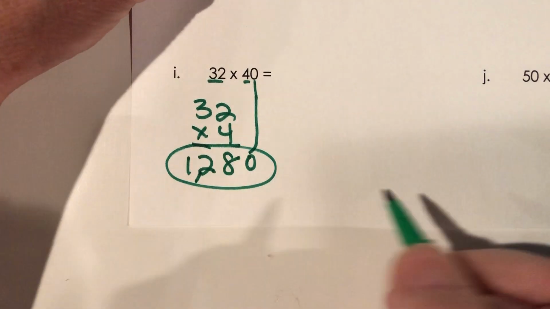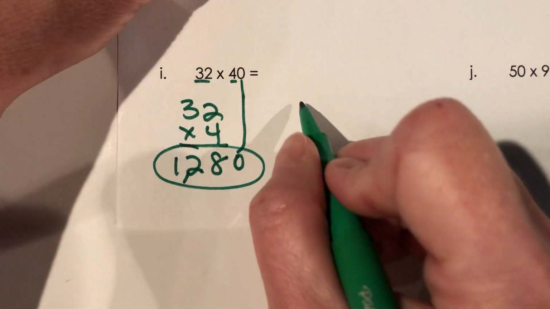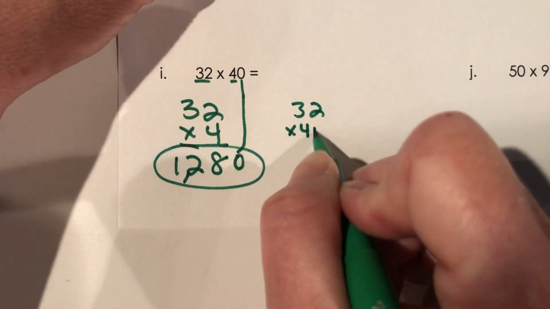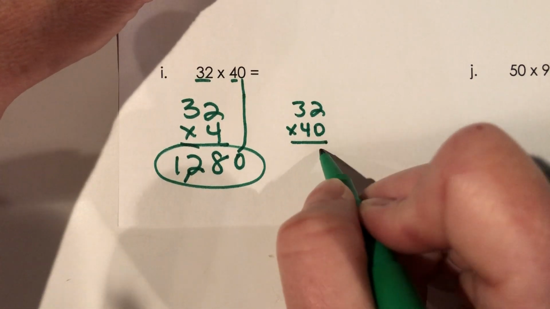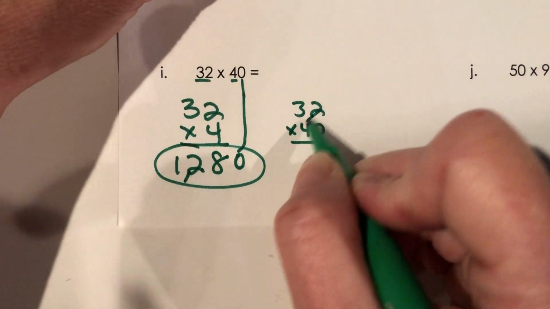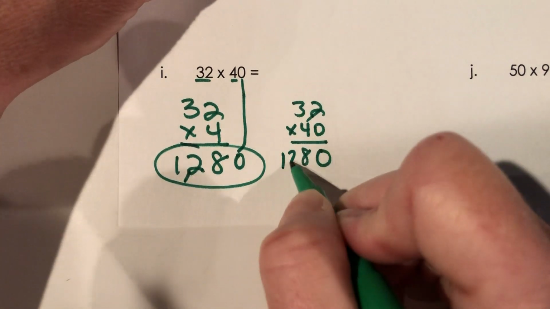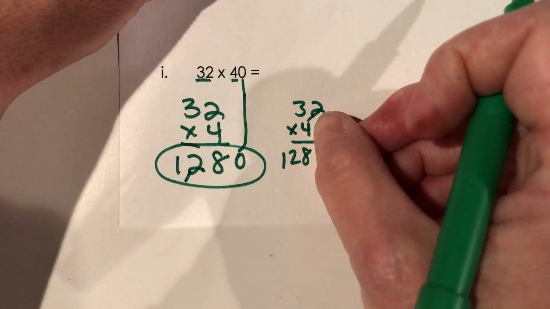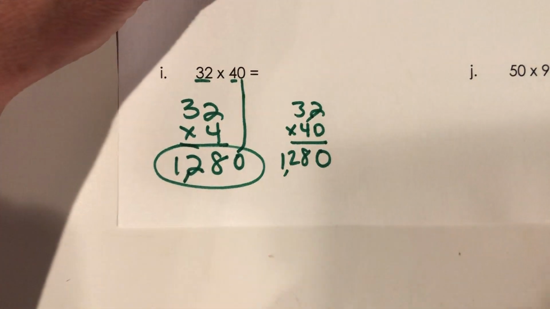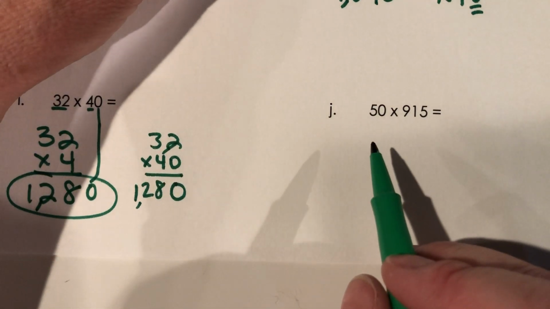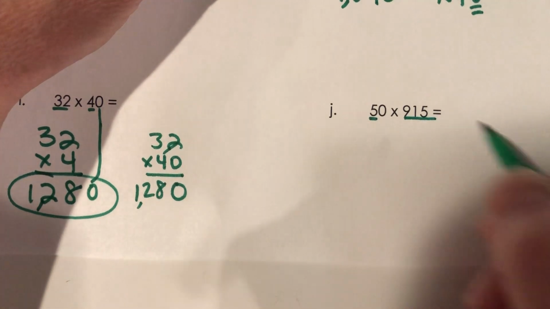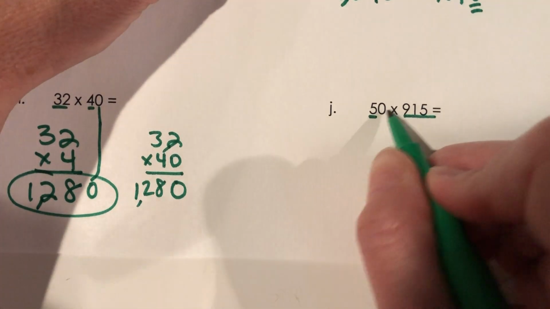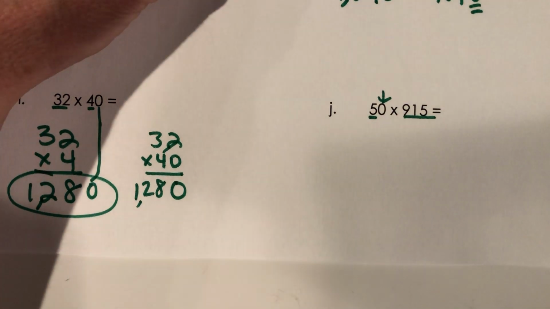So 1,280. And if you did just write this as 32 times 40, I always put the multiple of 10 on the bottom. Then you could have just dropped that 0, and 4 times 2 is 8, and 4 times 3 is 12. So it's the same exact thing. I don't care which one you do. Letter J, 50 times 915. Here's my multiple of 10. I know I'm going to do 5 times 915, and then I'm going to multiply by 10 at the end.